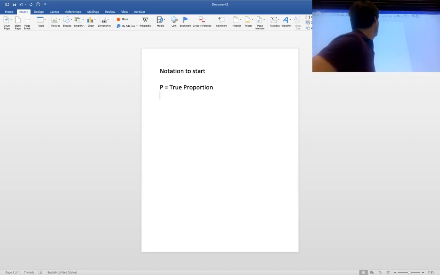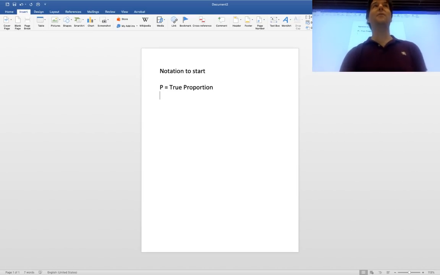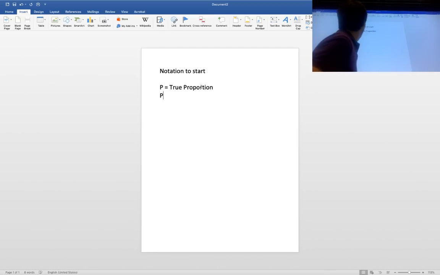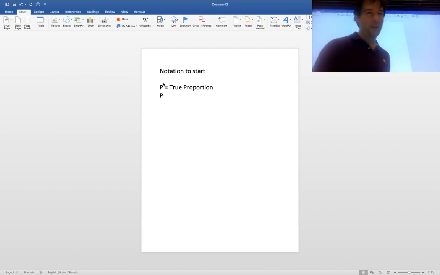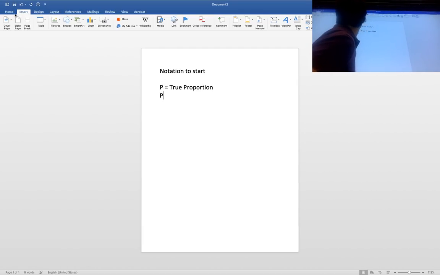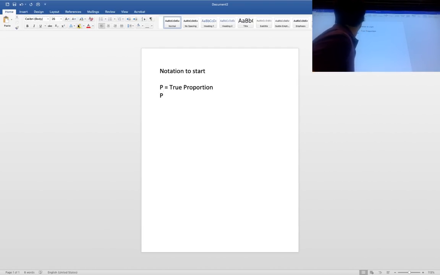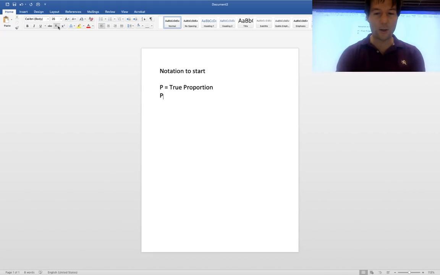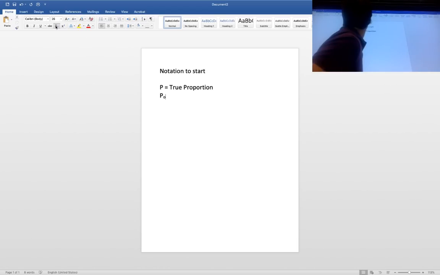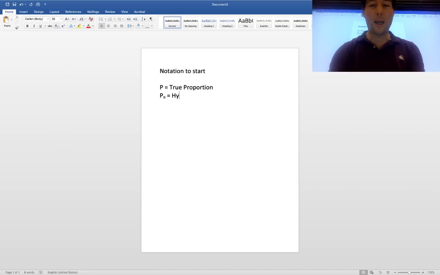So we've got P, which is the true proportion. Let's kind of go off of P right here and think of something very close to P. We could do P hat. How about P with a little subscript on it? P naught. Now, anytime we add naught to this, every time we add naught, it's what? Hypothesized.